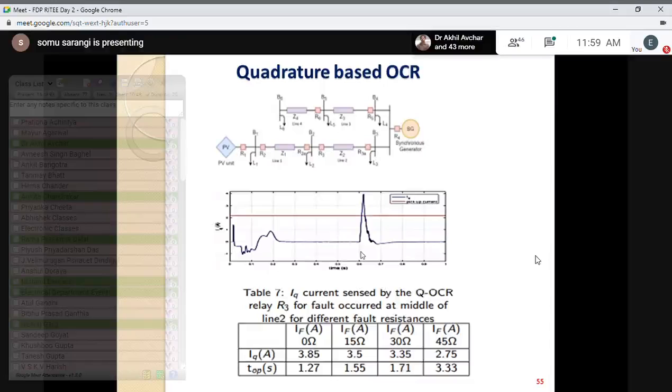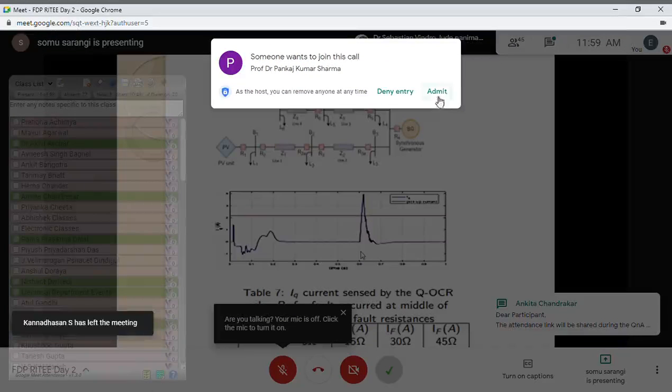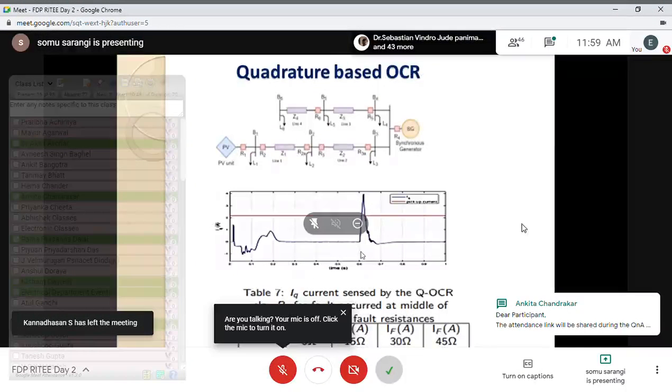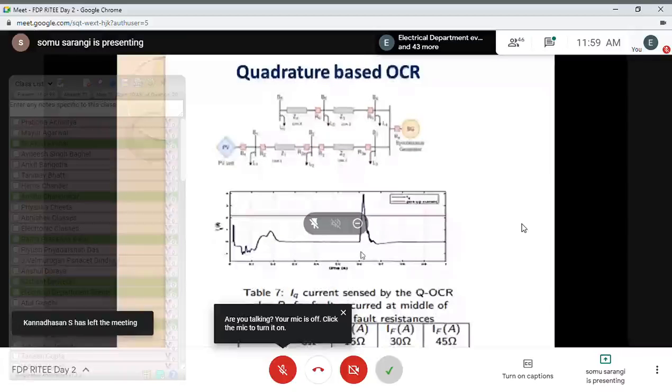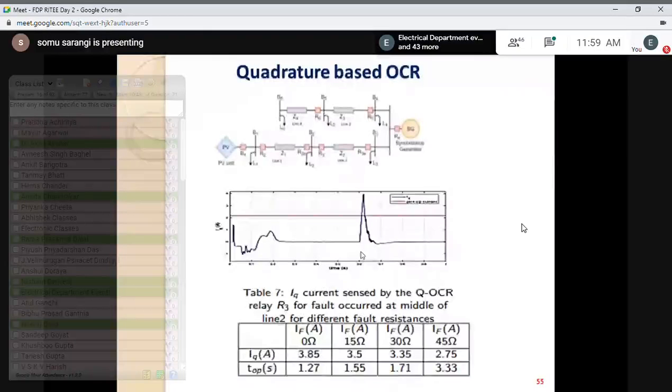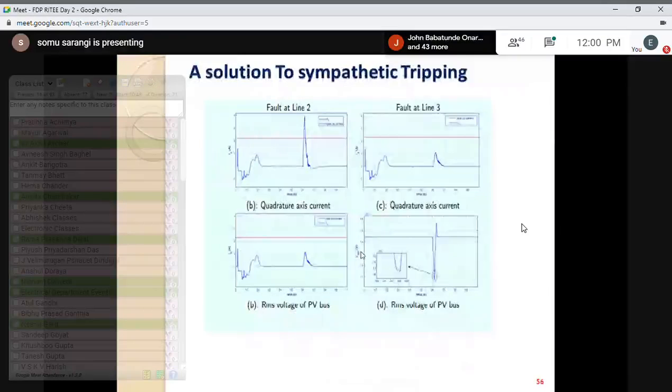So this is the system we have considered, where the PV is present at the end of the system, and it has been observed that when we consider the fault, the TOP of the relay is decreasing, and we are having a better performance. In this one, we have also solved the sympathetic tripping by observing the power factor of the system. So these are the better techniques by which we can solve the relay blinding as well as the sympathetic tripping.